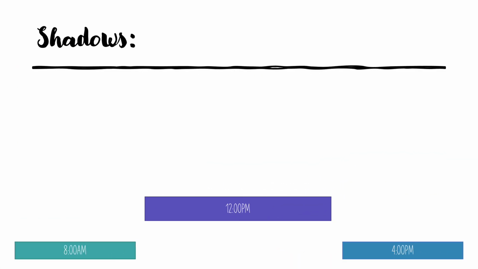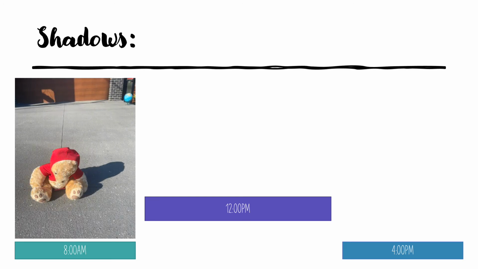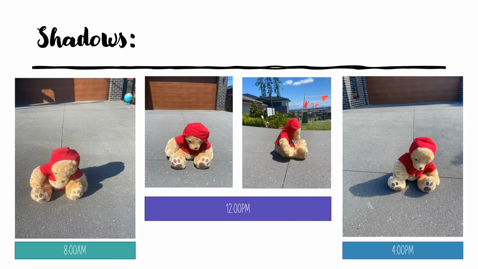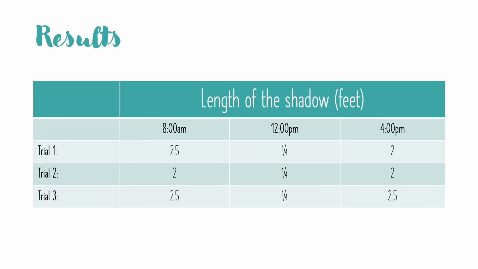Here are the shadows at the different times of the day: 8 a.m. on the left, 12 p.m. in the middle, and 4 p.m. on the right. The students used an informal measurement to record their results. In this case, they used the length of their foot to measure the length of the shadow.